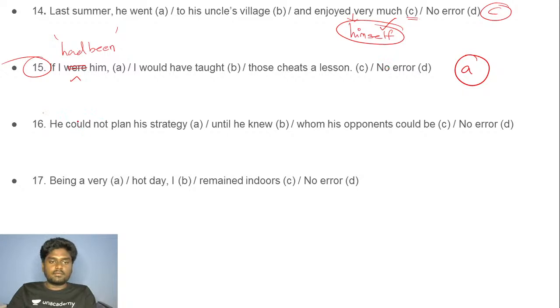What will be the error? What is the error which you see in the 16th one? Come on, quickly, guys. Keep going, guys. Come on. Try to sort out each and every question now. Very good, very good. Keep going. Here it is, he could not plan a strategy until he knew whom his opponents could be. Come on, what will be the error? What is the actual error you see in the 16th one?